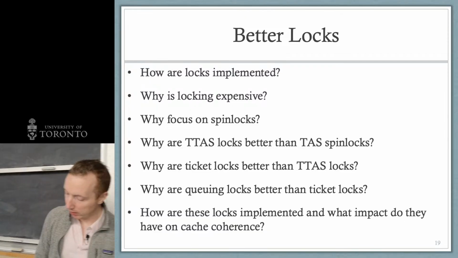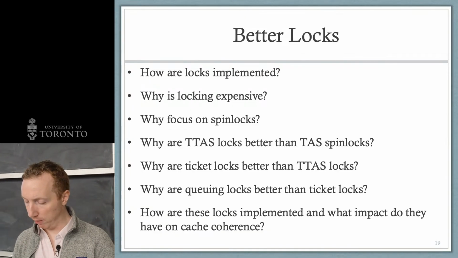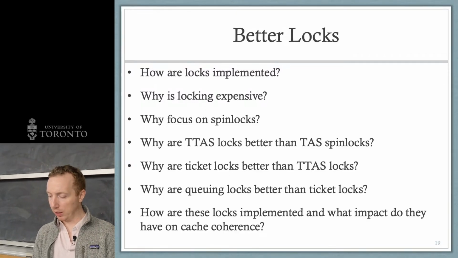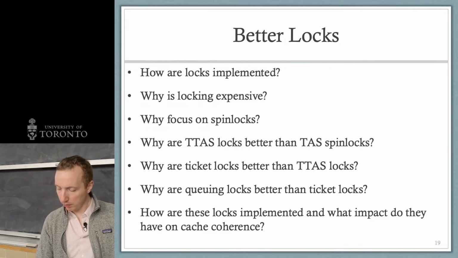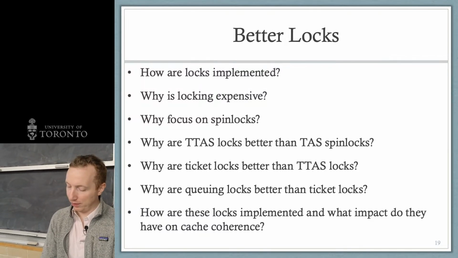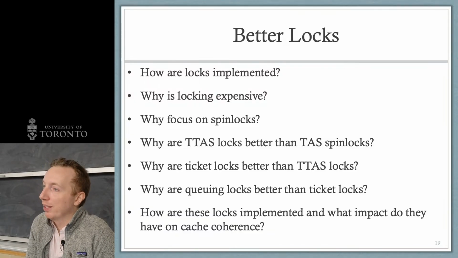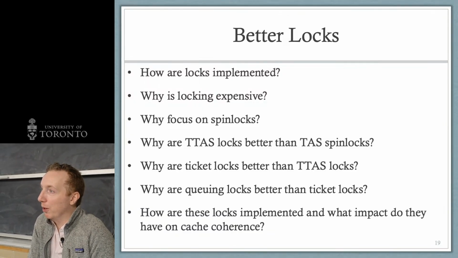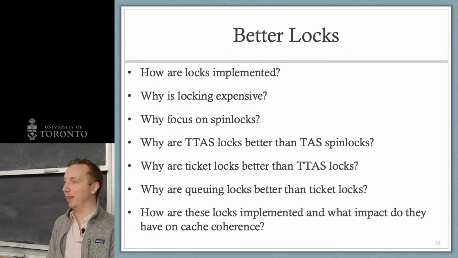So we started off talking about spin locks because they are the easiest thing to implement and the fastest one, as long as we don't care about the busy wait problem. Then we started with a test and set spin lock, and then went to a test and test and set spin lock. Anyone remember what a test and test and set spin lock was and why we did that?